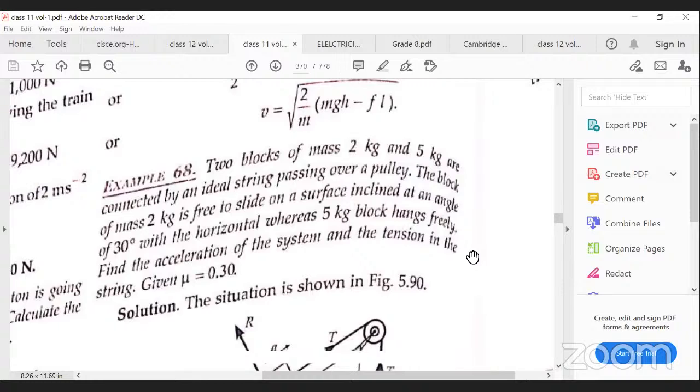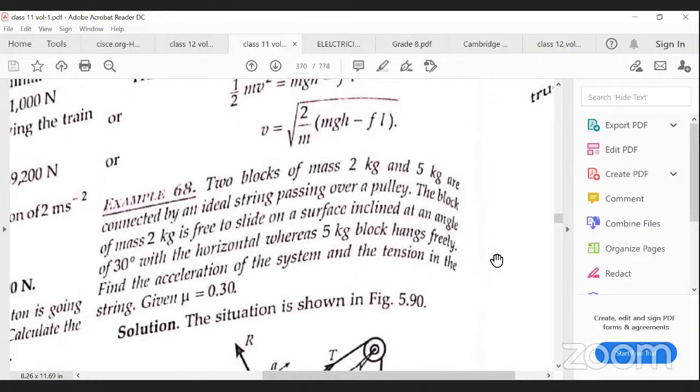So two blocks of masses 2 kg and 5 kg are connected by an ideal string passing over a pulley. The block of mass 2 kg is free to slide on a surface inclined at an angle of 30 degrees with the horizontal. Whereas 5 kg block hangs freely. Find the acceleration of the system and tension in the string. Here, but we have to add a frictional part here. The acceleration irukku, tension irukku. So actually வந்து without friction இருக்கும்போது we can able to solve it easily. இப்போ வந்து நம்ம friction part நம்ம discuss பண்றோம்.